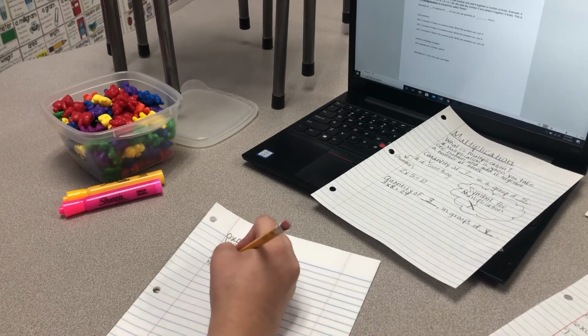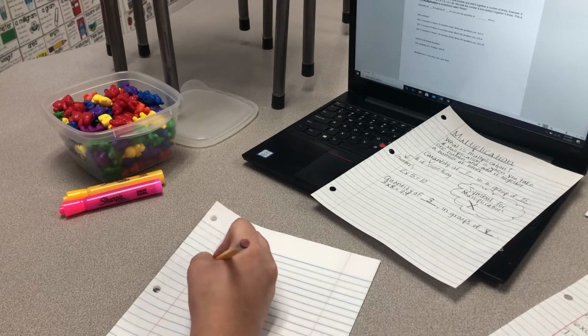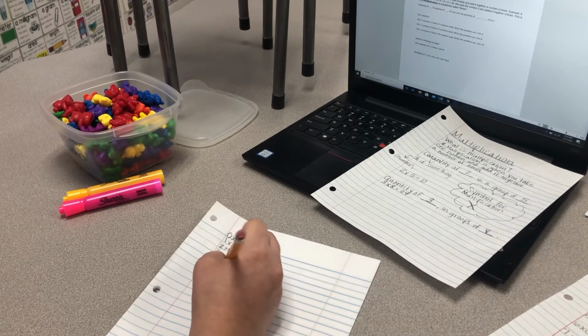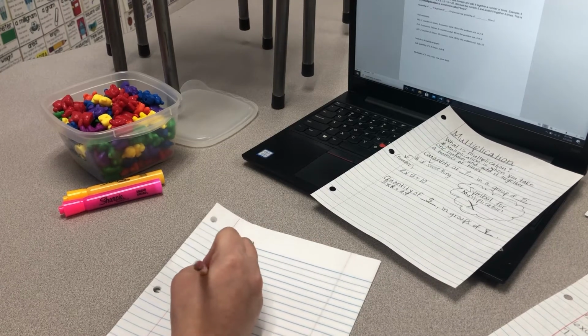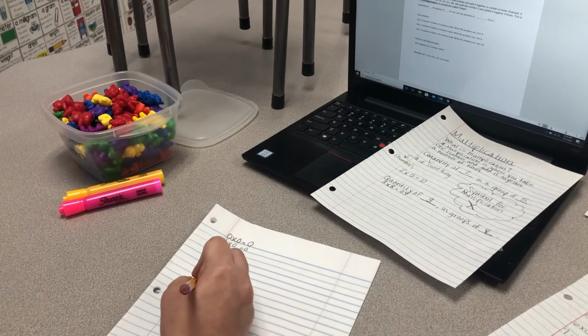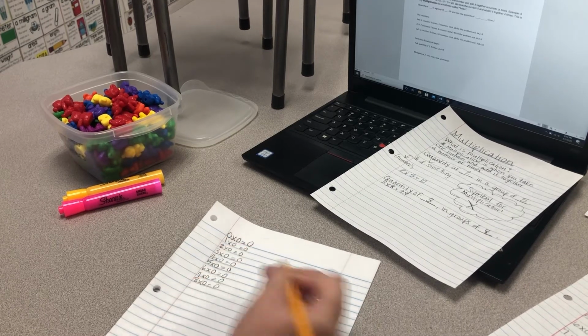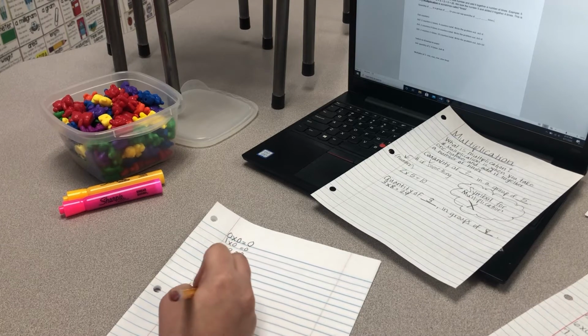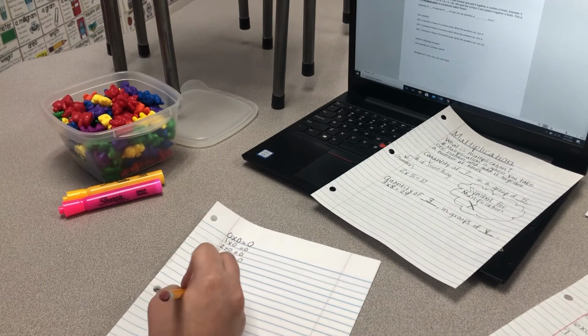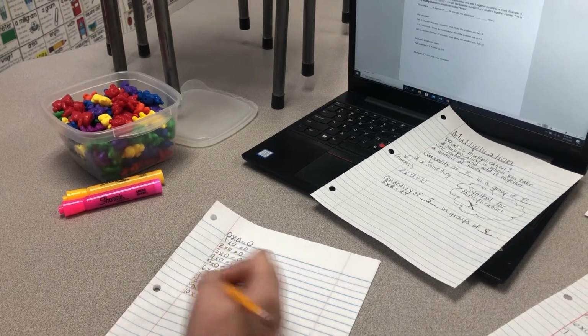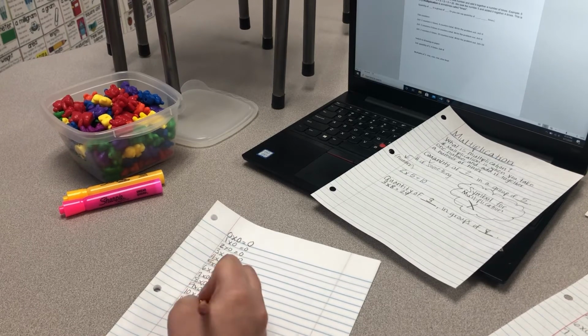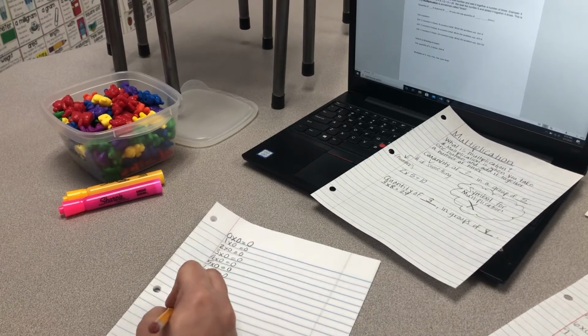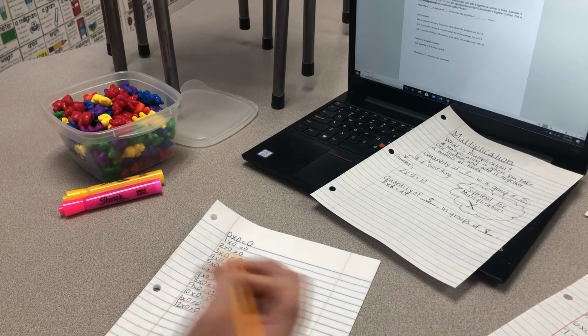5 times 0 equals 0. 6 times 0 equals 0. 7 times 0 equals 0. 8 times 0 equals 0. 9 times 0 equals 0. 10 times 0 equals 0. 11 times 0 equals 0. 12 times 0 equals 0.